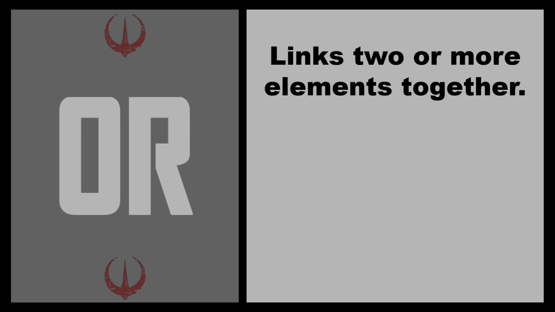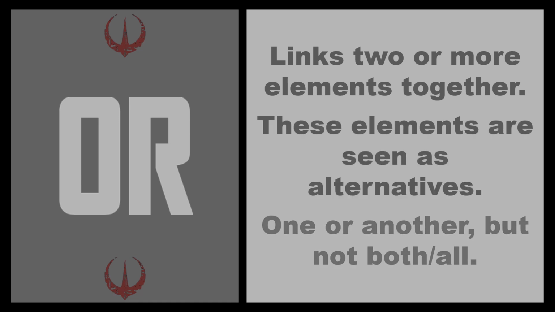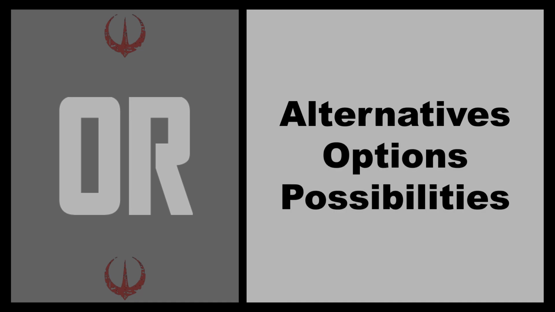Or is likewise used to link two or more elements together, but these elements are seen as alternatives, mutually exclusive. So you will have one or another, but not both or all. And again, we use these in contexts where we might be introducing alternatives, options, or possibilities.